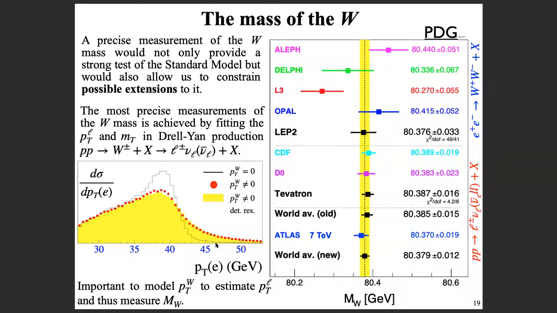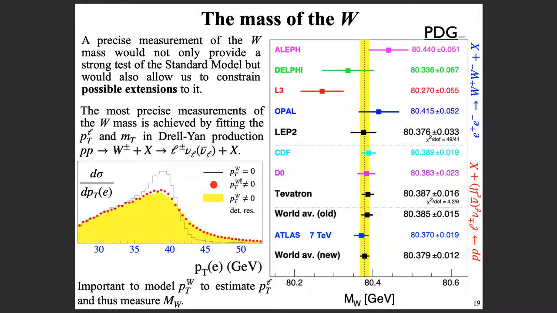So this sharp distribution. Then you should include the contribution for the PT of the W being different from zero, and this is what gives you the red points. And then on top of that, if you want to compare to data, you also need to include the detector resolution effects, and this is given by the yellow histogram. So you see that a big contribution is given when the PT of the W is small.